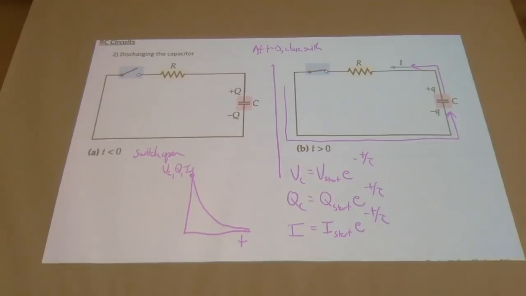You have a question? Yeah. So you said it becomes neutral because the capacitor becomes neutral, right? And then just the resistor works. That's why we lose current.